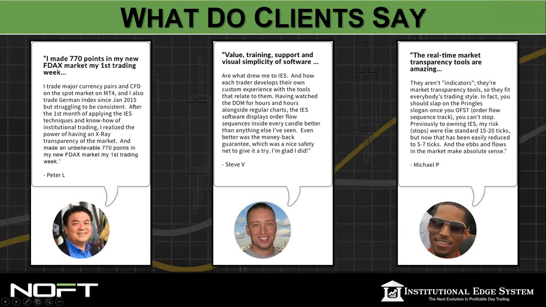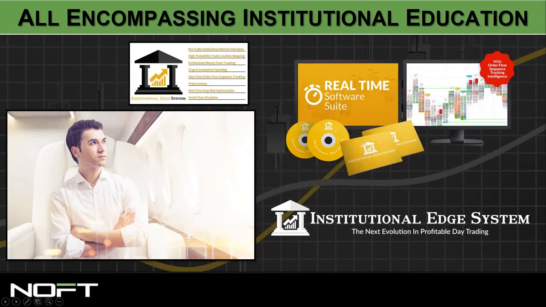Previous to owning the IES, my risk or stops were the standard 15 to 20 ticks, which is a huge amount of risk. But now it's been easily reduced to 5 to 7 ticks. Why? Because he'll know immediately, and the ebbs and flows of the market make sense. There's no more guessing games, no more guesswork. It's like you say, oh, I know why that happened. That makes sense.